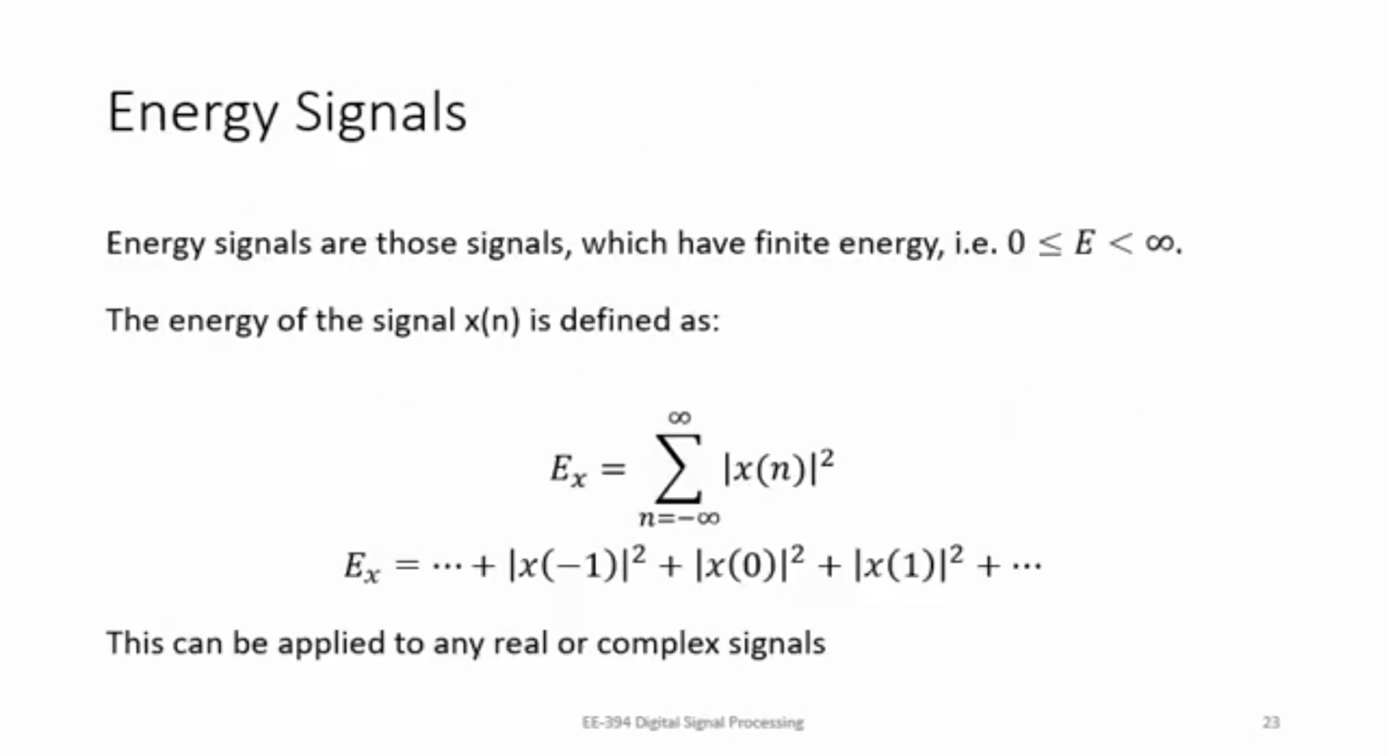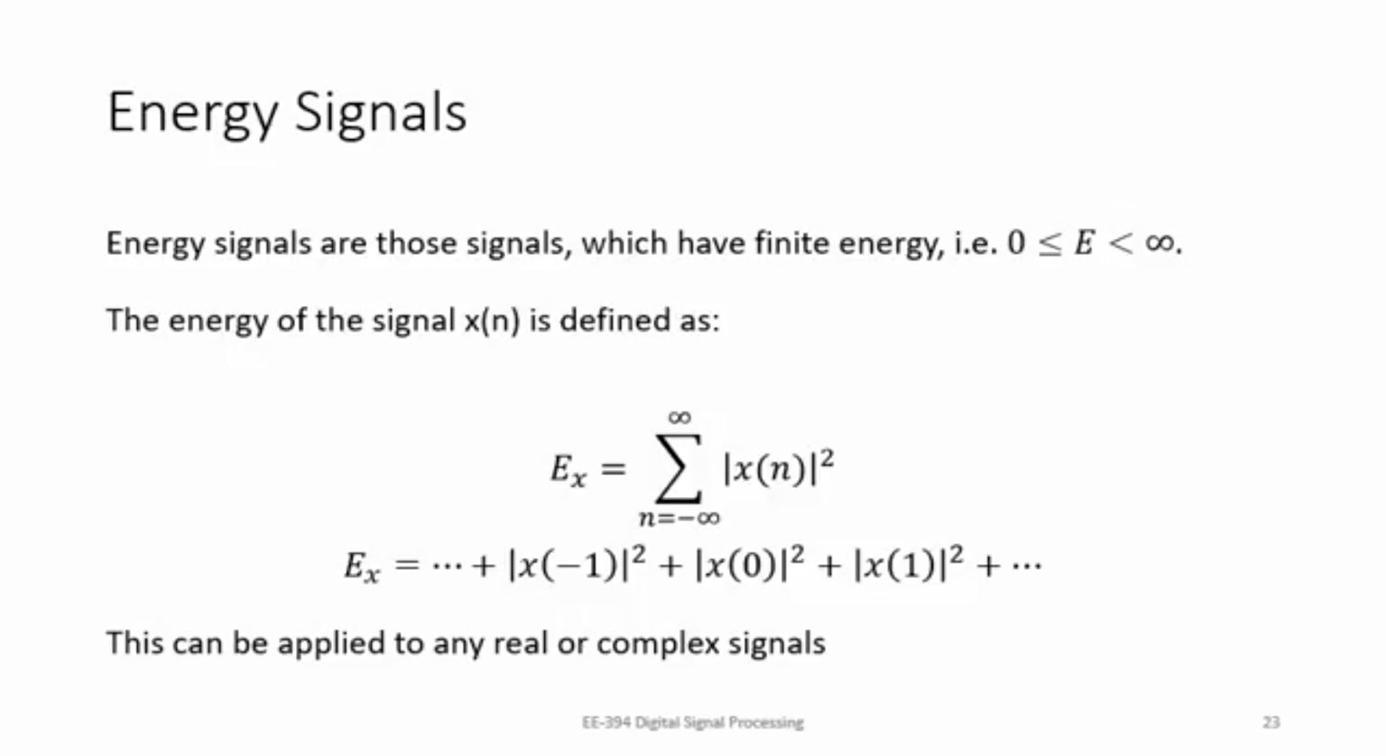Starting with energy signals, very simple definition. Energy signals are those signals which have finite energy. So if E is between 0 and infinity units, then the signal will be called a finite energy signal. Okay, now how to calculate the energy? We know it's a very simple process.